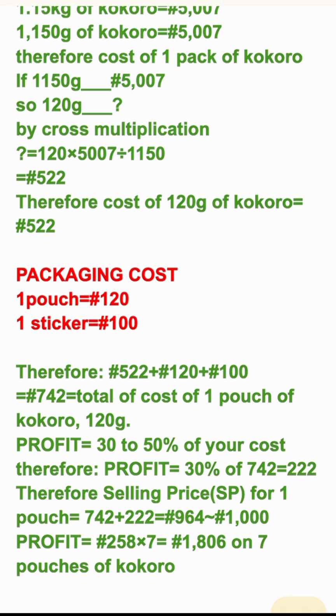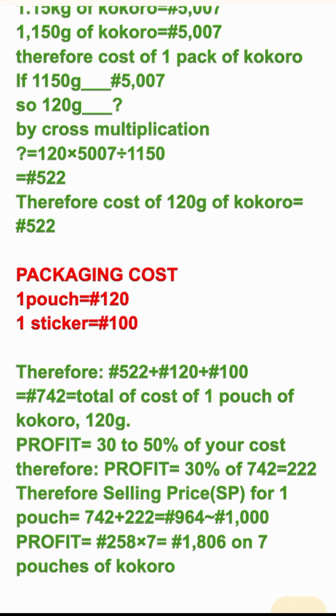So you can even also sell at 1100 naira or 1200 naira. For instance, if you want to supply the supermarket, you can supply them at 1100 naira, while they sell at maybe 1200, or you can sell at 1000 naira, or you sell at 1100 naira. So just make sure that your profit is reasonable enough. It should be 30 to 50% of your cost.